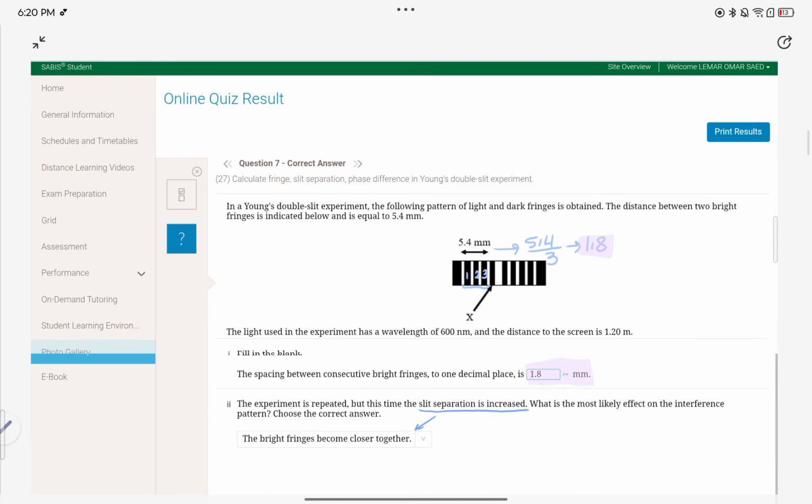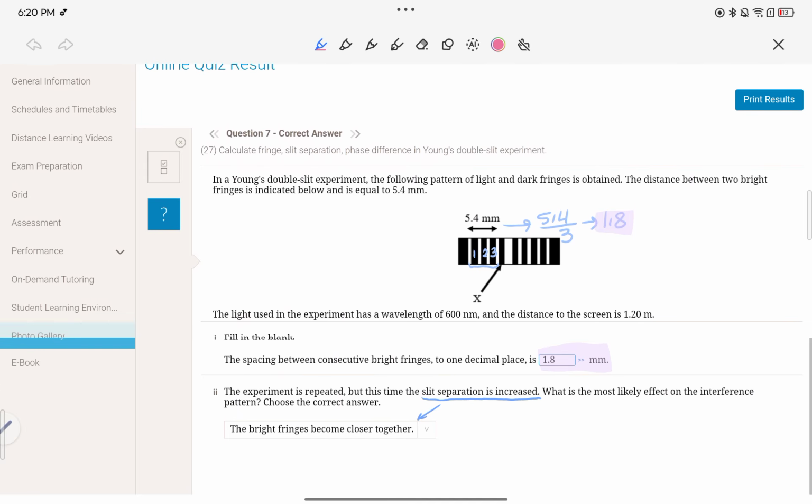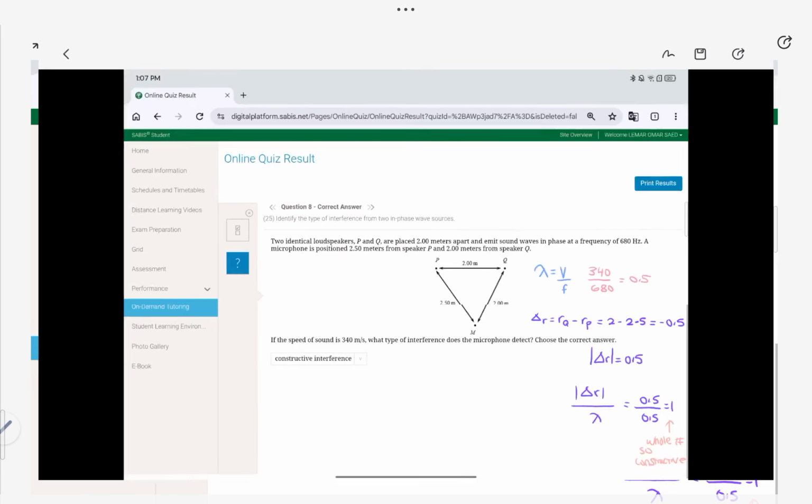Question number 7. Easy. Now, look, here they put an arrow. We have 1, 2, 3, so divide by 3, 1.8. If the slit separation is increased, you have to know this: the bright fringes become closer together. Just know this.